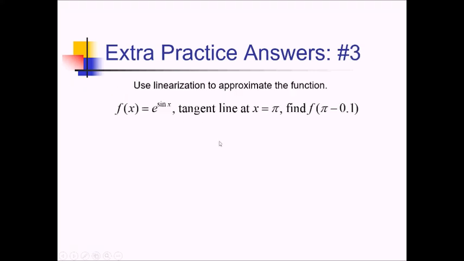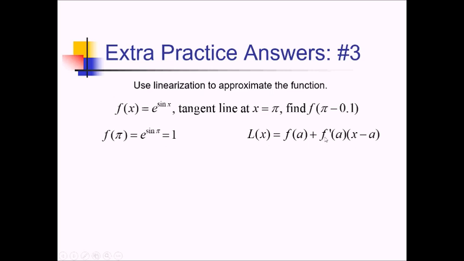On this problem, we want to approximate f of pi minus 0.1 for this f of x right here, using a tangent line at x equals pi. So to start with, we'll have our linearization formula, L of x equals f of a plus f prime of a times x minus a. And f of a in this case means f of pi, which is going to be e to the sine of pi. Sine of pi is 0, so e to the 0 just comes out to 1.